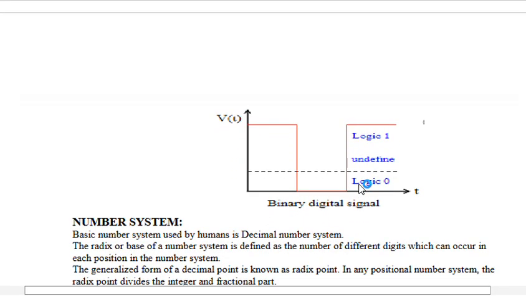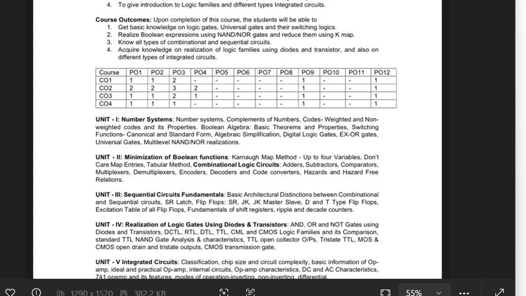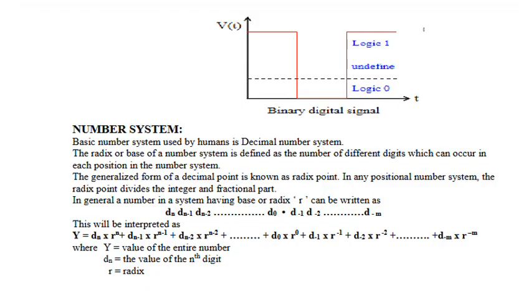So the next one is number systems. Now let's start with our first topic, which is the number system. The basic number system used by humans is the decimal number system. You all know what the decimal number system is. By humans we'll be using this decimal number system. The basic number system is this. The number system is defined with a base or radix.